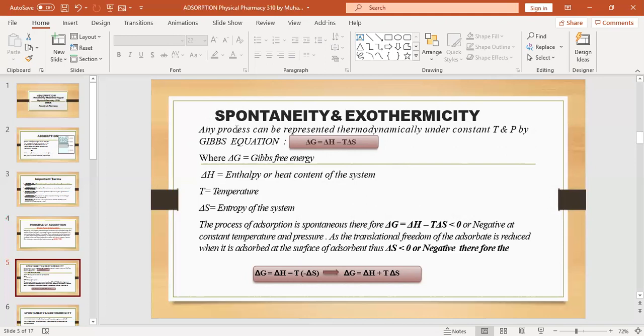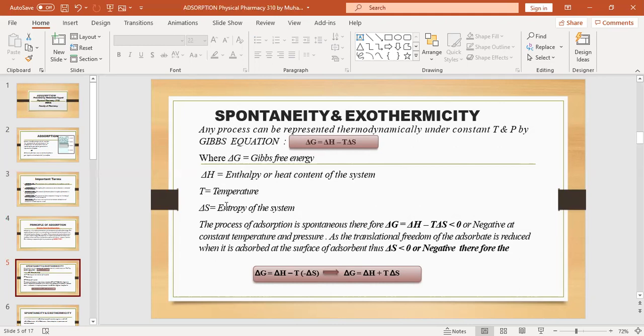Any process can be represented thermodynamically under constant temperature and pressure by the Gibbs equation. The Gibbs equation is delta G is equal to delta H minus T delta S, where delta G is Gibbs free energy, delta H is enthalpy or heat content of the system, T is temperature, and delta S is entropy of the system.